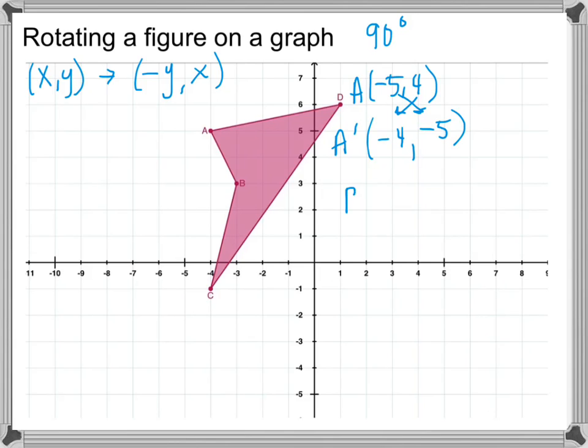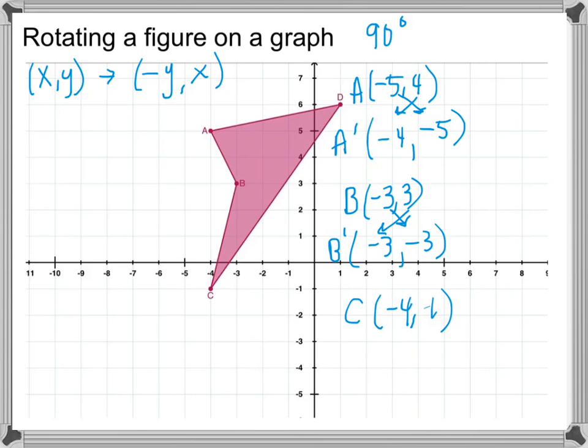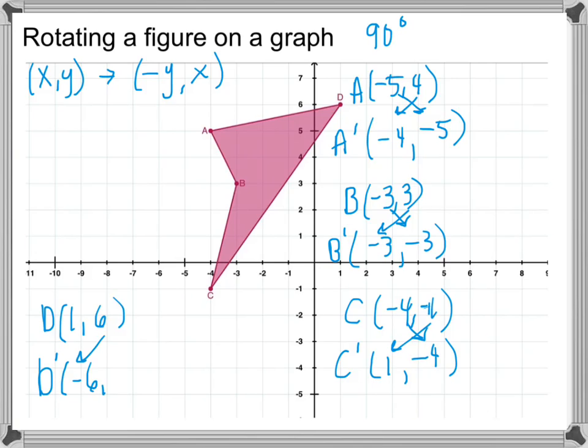Okay, so B is negative 3, 3. Same thing here, B prime is going to take that, make it negative, and keep that old one like that. C is at negative 4, negative 1. And so C prime is going to take this, make it the opposite of what it was before, and keep the old x but place it as the y. And finally D, since it is at 1, 6, D prime will be, let's see, negative 6, 1.